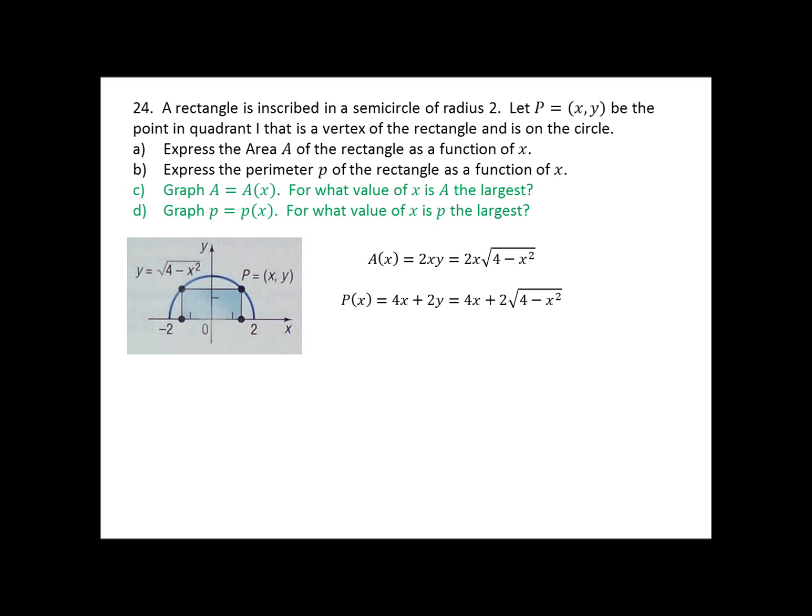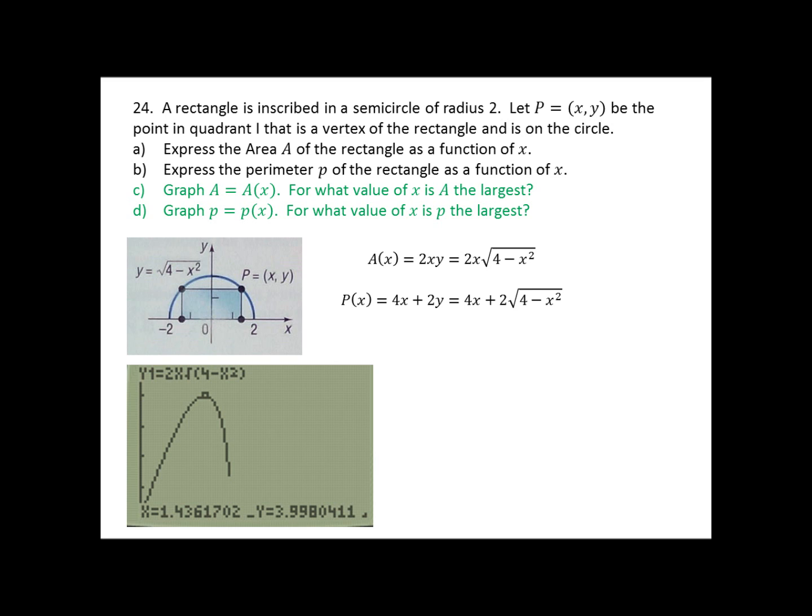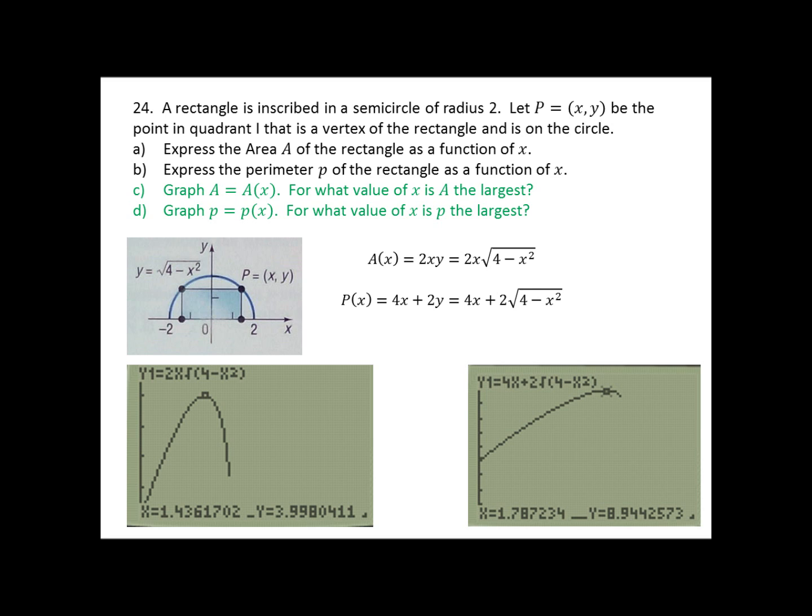I want to graph these two and find out what x value makes the area the largest and what x value makes the P the largest. Not necessarily the same answer for both questions there. So here's my graph for the area A. And again, I just simply use the trace feature, move the cursor over to the top of the curve, and the x value that makes the area the largest is 1.436.